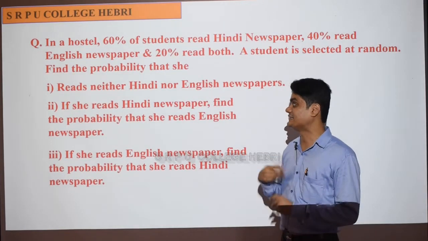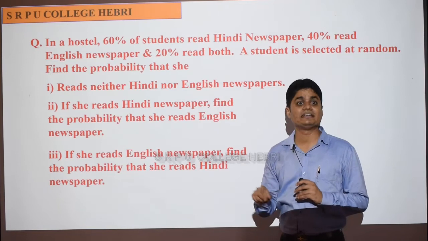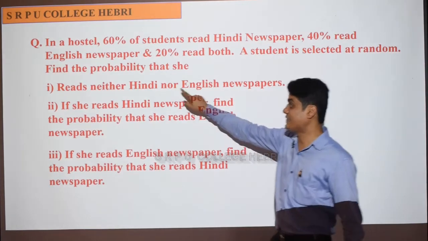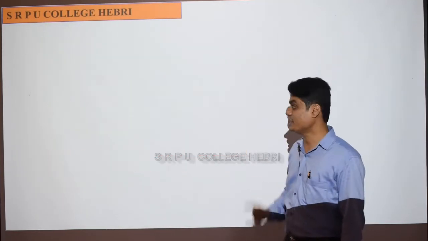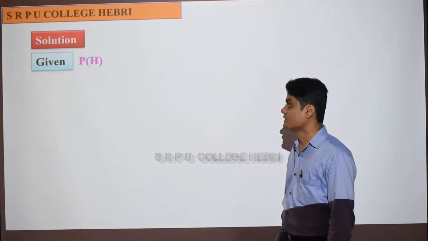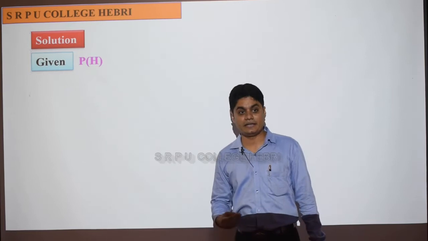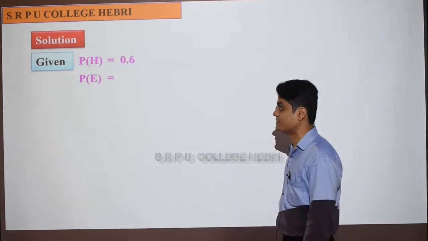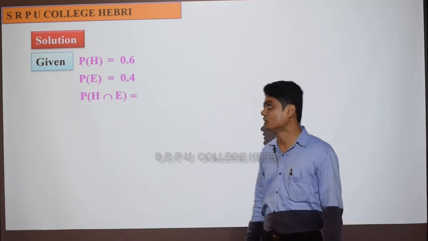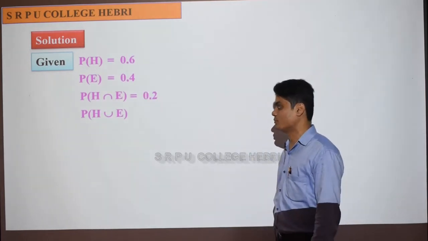The student reads neither Hindi nor English. Then neither and nor, so it is A complement intersection B complement. Okay, so the solution is like this. Probability of reading Hindi newspaper is 60%, and 60 by 100 is 0.6. Probability of E is 40%, 0.4. Reading both is 20%, it is 0.2.